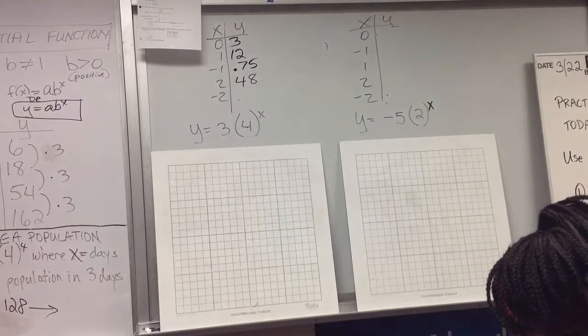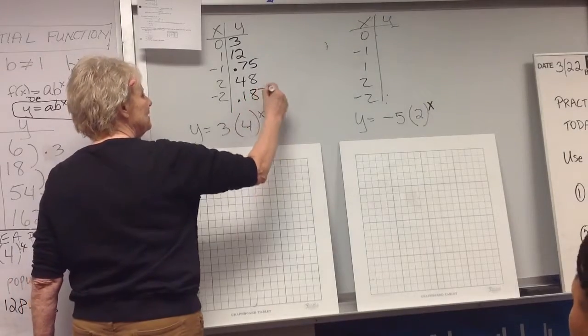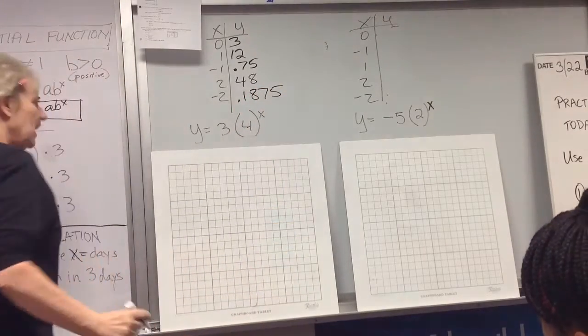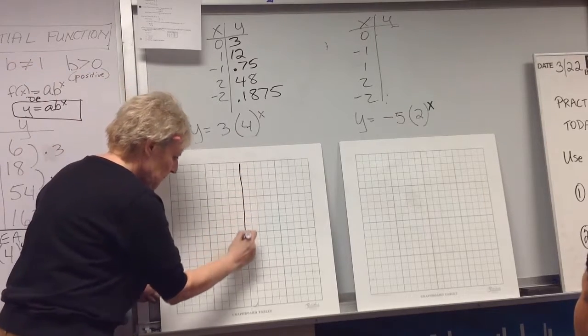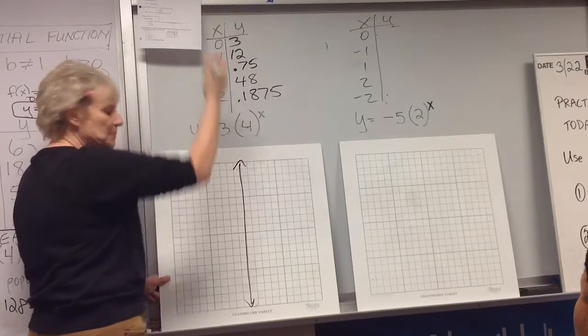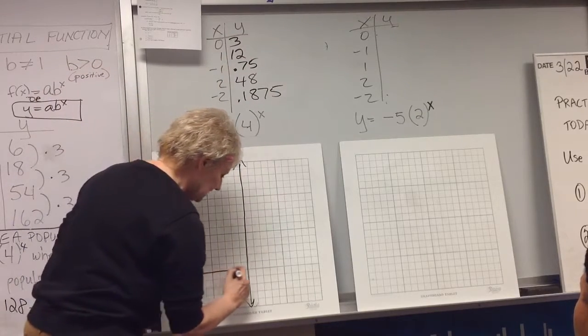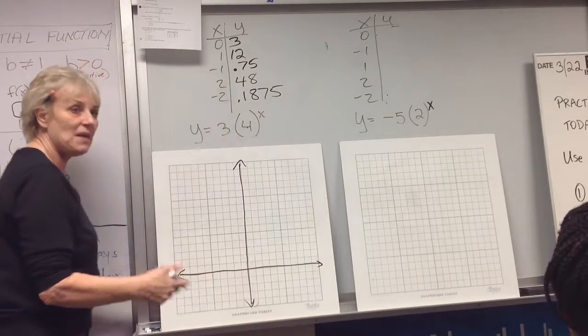What about -2? 0.1875. Now, I know, it's crazy graphing, right? But look what happens. Okay, now, since I have something really big, I'm just going to move my x-axis down. But I got to get to 48, so I'm not going to use 1s.